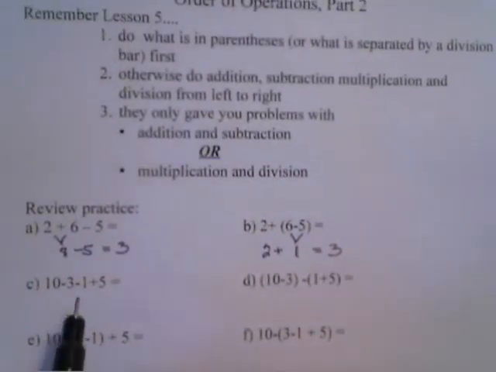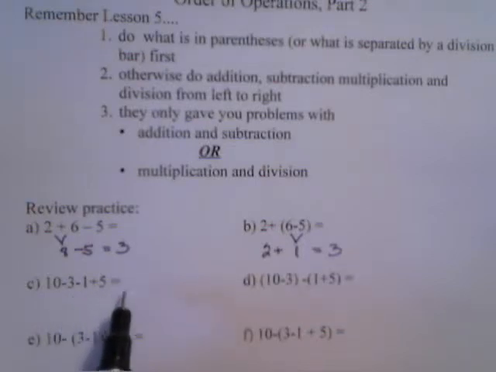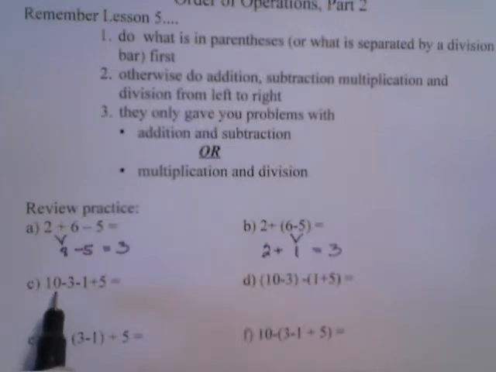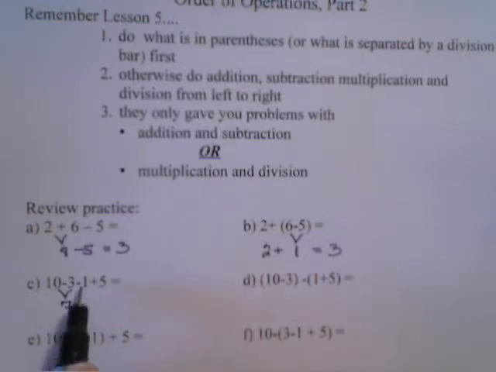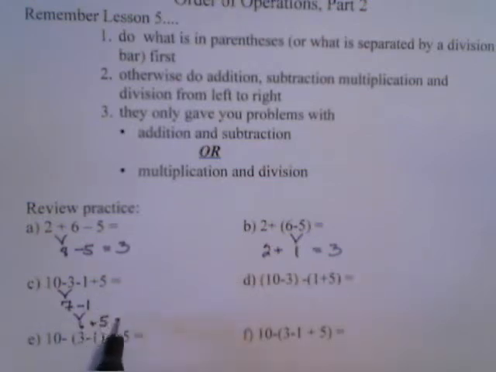For C, I have 10 minus 3 minus 1 plus 5. There's no parentheses to deal with, so I start from the left, and I do 10 minus 3. Well, that's 7. Then the next thing it says to do is take that minus 1, and that'll give me 6. And the next thing to do is to add on that 5, and I'll get 11.